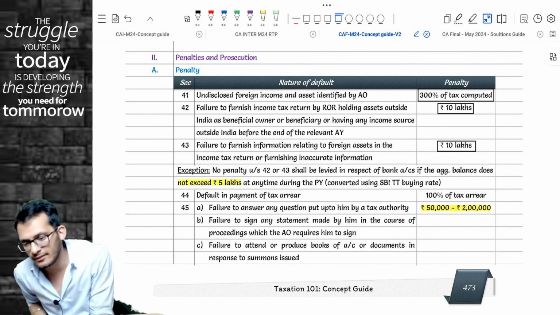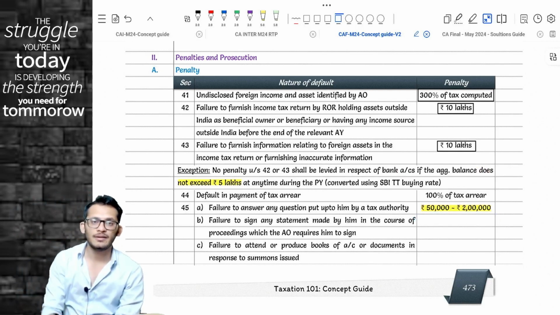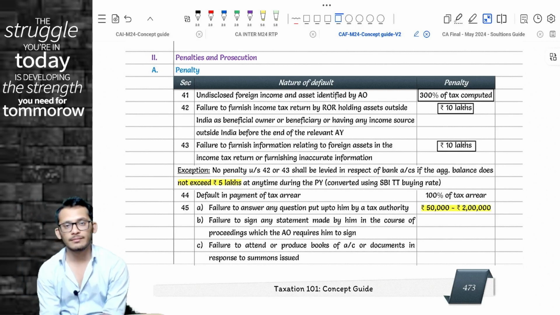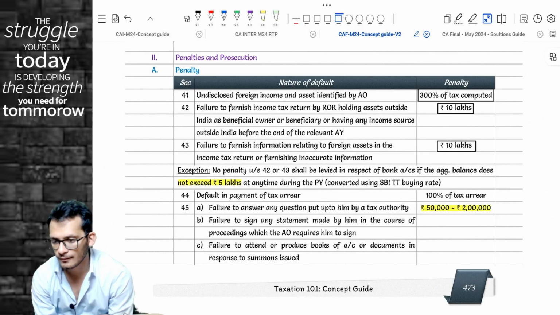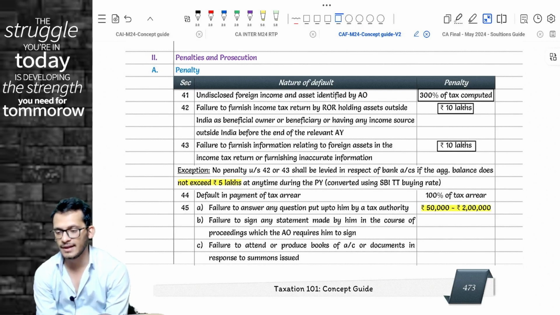Yes, this is one thing which will happen. Now, question, Rahul. Rahul, black money you are doing. Will you be only levied penalty and they'll let you go?